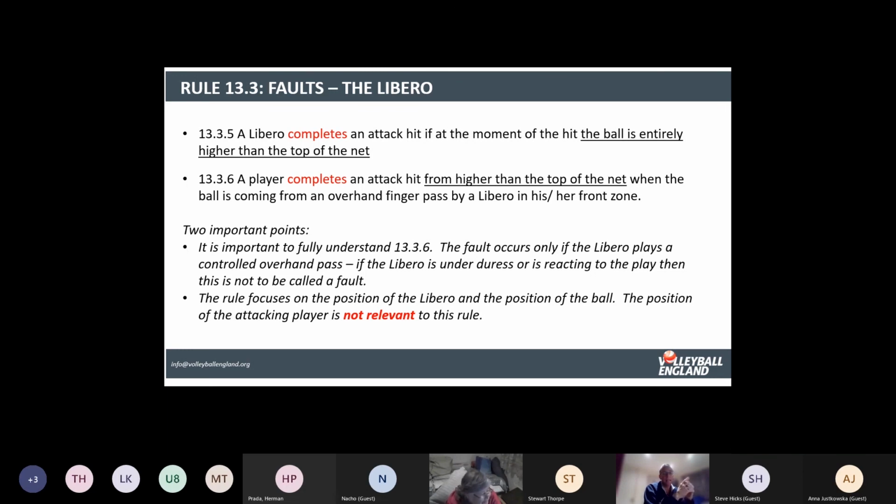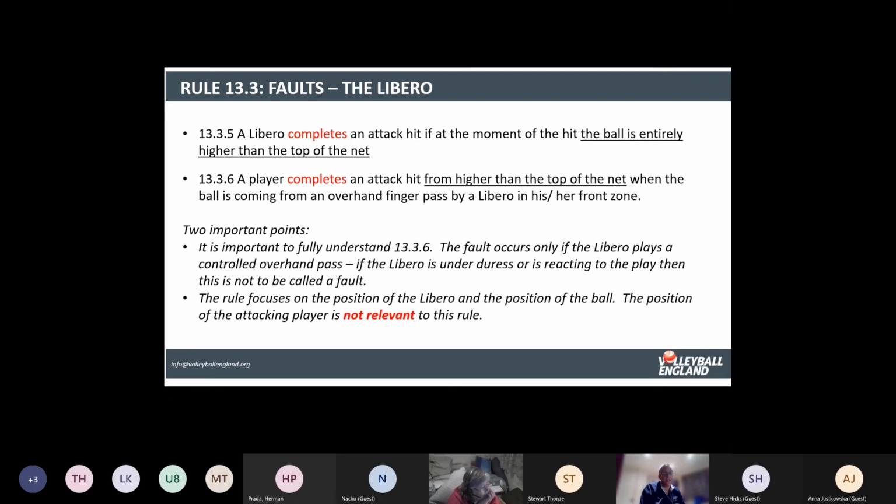Okay, and note that the rule focuses on the position of the libero and the position of the ball. It does not talk about the position of the attacking player. It's not relevant to this rule. So if the libero is in the front zone and makes an overhand finger pass and the ball is still higher than the top of the net, it cannot be attacked anywhere on the playing area because it will be a fault.